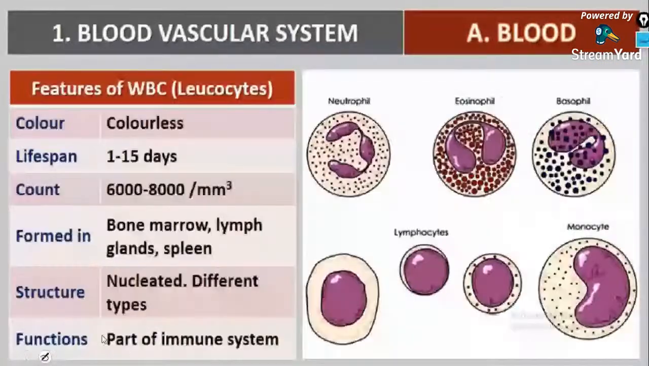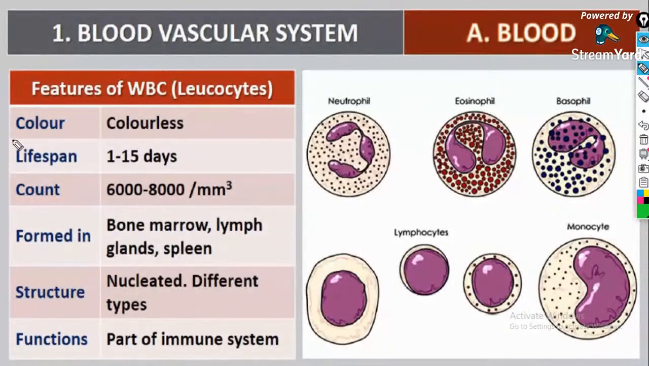Next one is about the white blood cells or leukocytes. They do not have any color. Their lifespan is 1 to 15 days. So the lifespan of a white blood corpuscle is 1 to 15 days. But what was the lifespan of RBC? 120 days is the lifespan of RBC. And what is the count of RBC? 5 to 5.5 million per mm cube of blood, right?